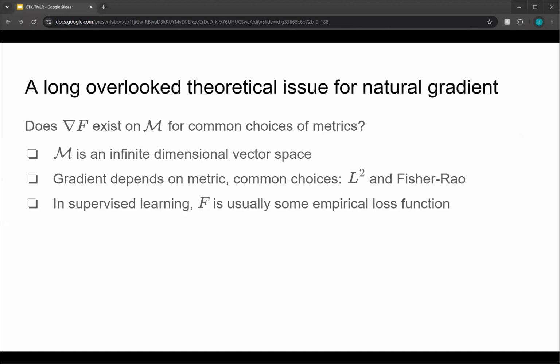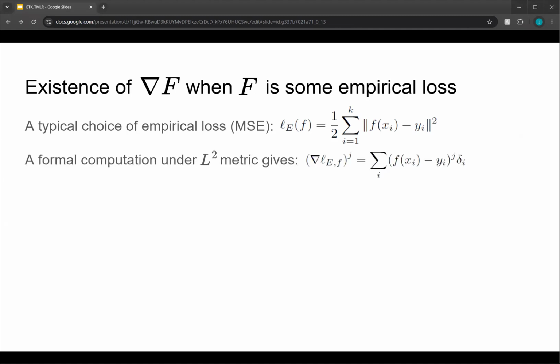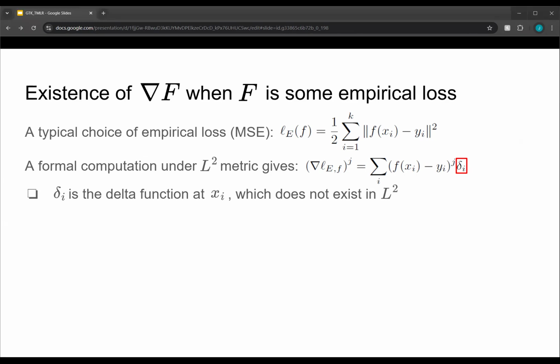In supervised learning, f is actually some empirical loss function given some finite set of training data. Let's take a typical choice of empirical loss, MSE, as an example. Xi, Yi are training sample pairs. We show in this work that a formal computation under the L2 metric gives this gradient formula, where delta i is the delta function at xi. By formal, we mean mechanical and not being rigorous in a mathematical sense, because, as we know, delta functions do not exist in L2.